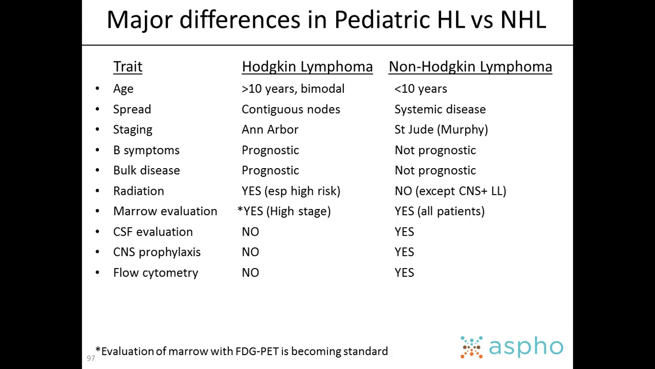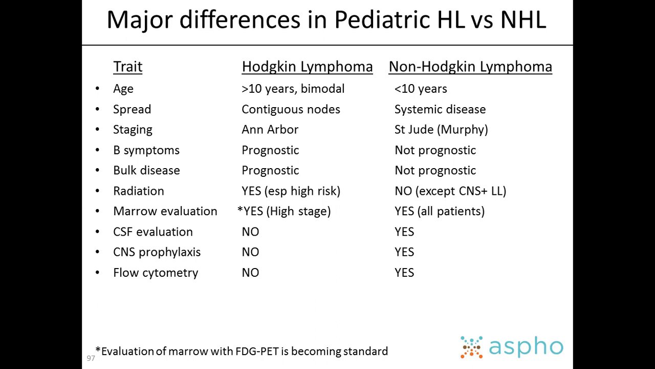So, kind of closing up the talk now, these are the slides that do a lot of the comparing and contrasting. So the major differences between Hodgkin and non-Hodgkin lymphoma. Hodgkin tends to be older patients, contiguous nodal spread rather than a systemic disease. We use Ann Arbor versus St. Jude staging. B symptoms and bulk disease are prognostic for Hodgkin lymphoma, although while present in non-Hodgkin lymphoma, they are not prognostic. We frequently use radiation as part of therapy for Hodgkin lymphoma, but not for the NHLs.